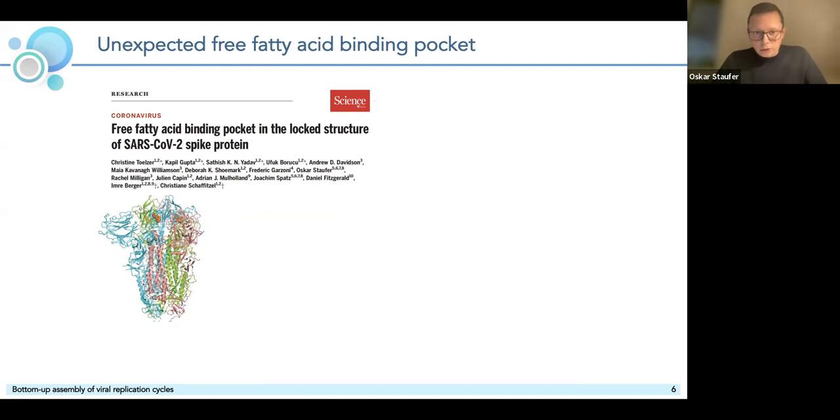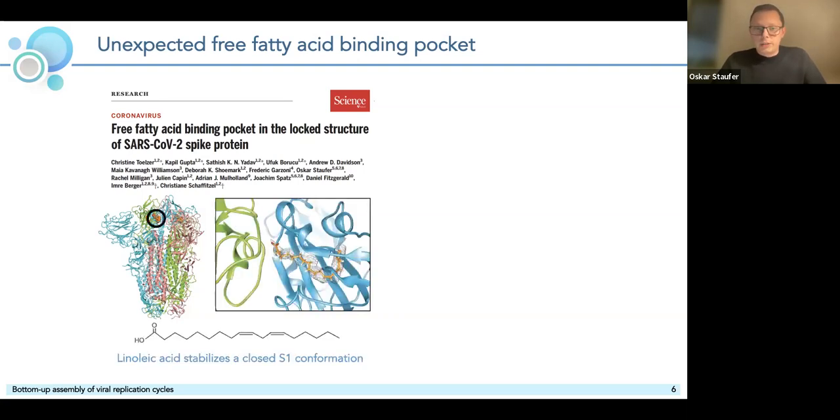They resolved the structure of the spike protein, not as the first to ever do so, but actually in doing so, they found something that all the other structures had overlooked until then, which is that in the spike protein, there is a fatty acid bound, specifically linoleic acid, an unsaturated fatty acid. And the special thing about this discovery was that when this fatty acid was bound in the spike protein, this binding seemed to lock or stabilize a closed structure of the spike protein.